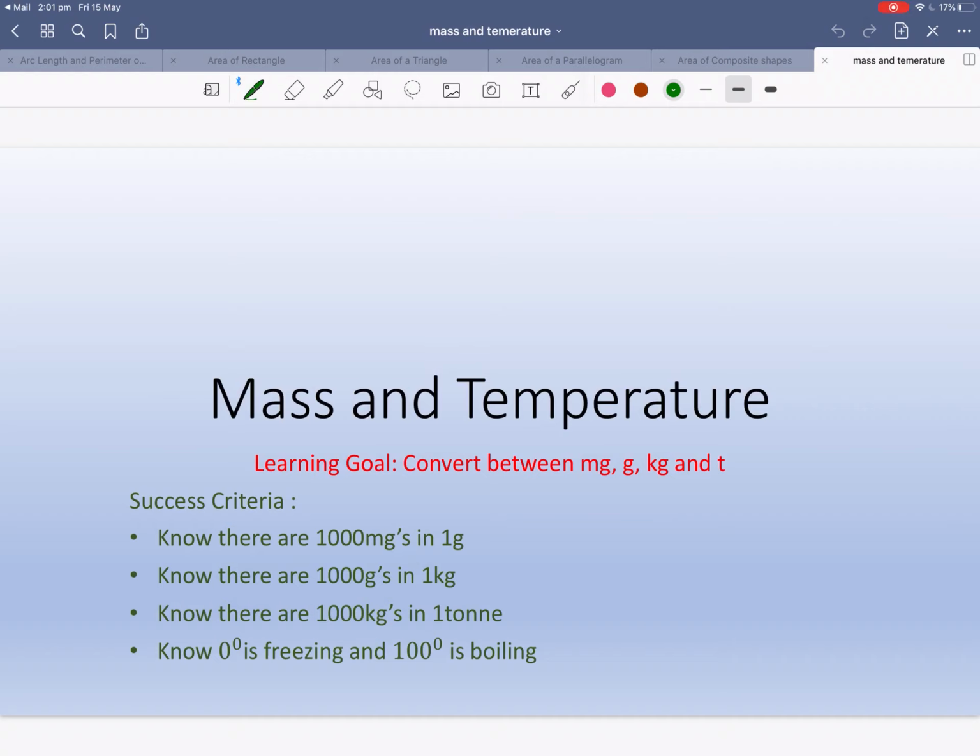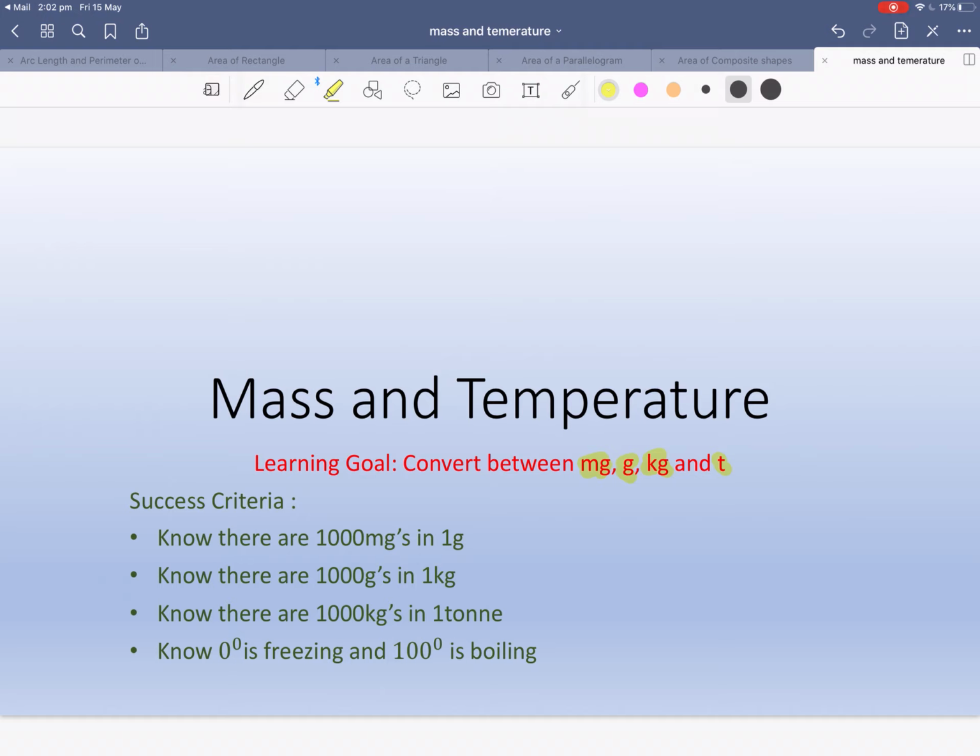Lesson is mass and temperature, and it's a bit of a revision that you may have done in the past. Maybe it's the first time you've done it, but essentially there is a little bit more to it. But we're going to convert between milligrams, grams, kilograms, and tons. That's what they stand for.